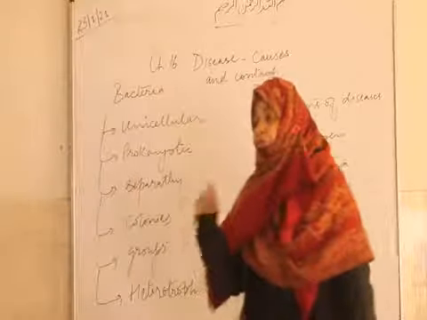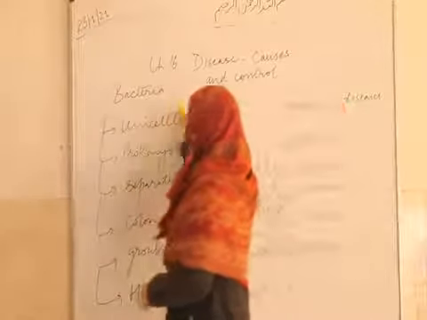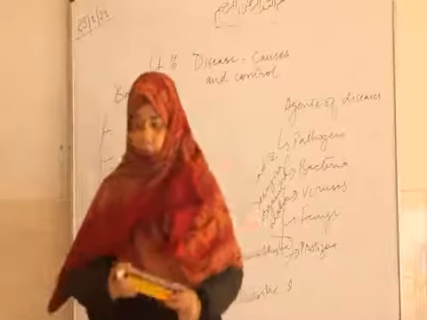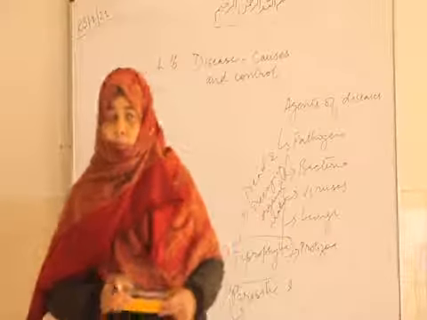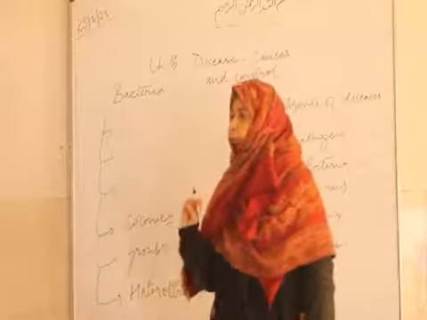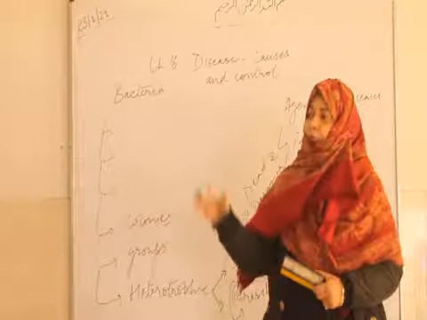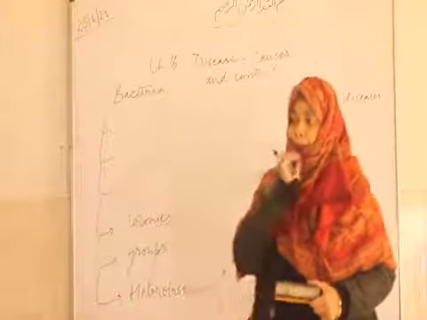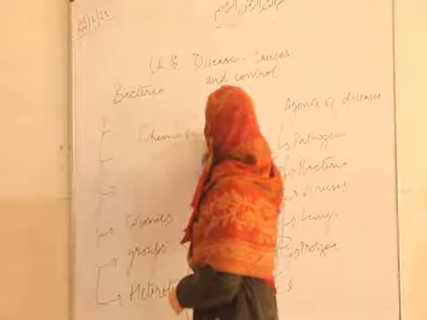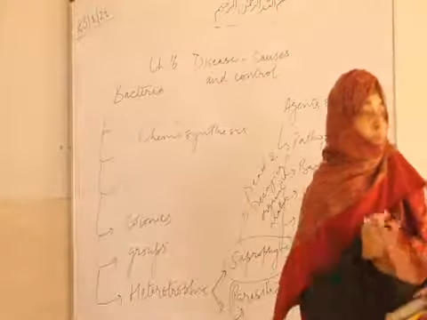Some of the bacteria are autotrophic also, but they make their food not through photosynthesis, but through something else. What is that? I am asking, some of the bacteria are not heterotrophic, they are autotrophic, and rather than photosynthesis they depend on some other process. What is that? Chemosynthesis. Autotrophic bacteria make food through the process of chemosynthesis.